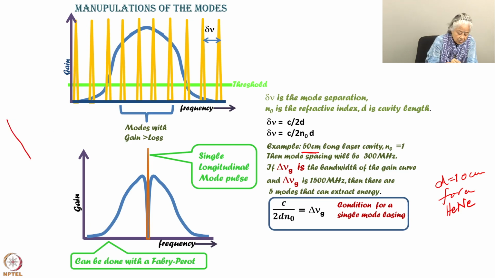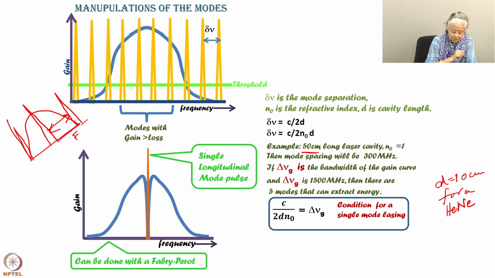If I draw this gain curve again, something like this, I have this one mode which is here and all other modes are falling away from the gain curve. Okay, there may be one mode here. So, I have increased this distance of frequency so that it does not fall within the gain curve at all. And how have I done it? I have done it by reducing the cavity length. If I increase the cavity length, the number of modes coming in will be more and more, much more than this. This is just a representation.